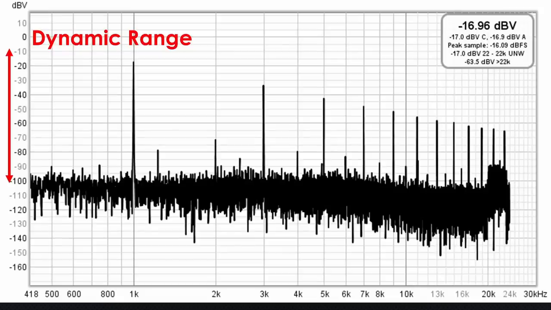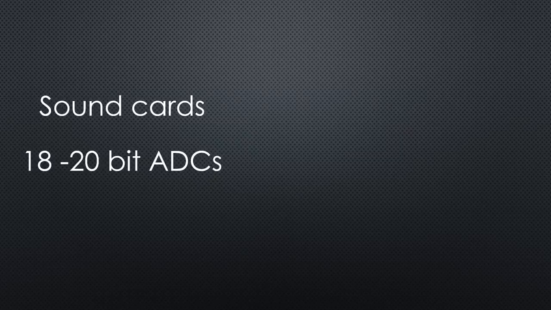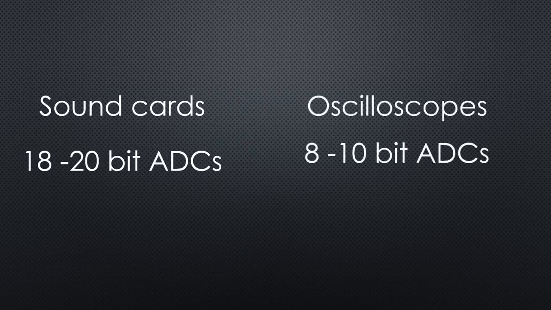And we saw an advantage of a sound card compared with an oscilloscope. Its dynamic range is much bigger because it uses 18 to 20 bit ADCs. Most oscilloscopes only use 8 to 10 bits. Therefore, we can measure much smaller values without changing the range.